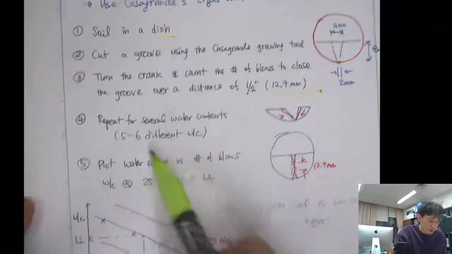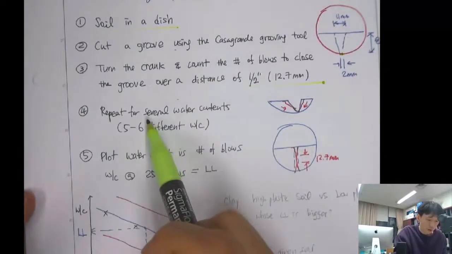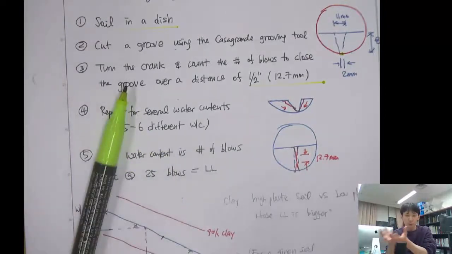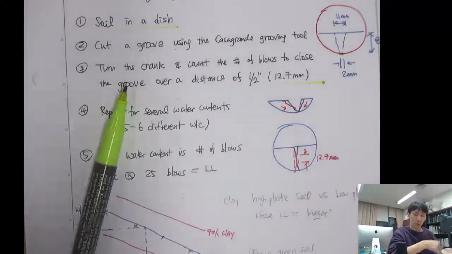And repeat this experiment with different water content. So maybe you have the soil here, and you add the water, and then make it a homogeneous mixture, and then put it in the dish and do the cranking, right? And then you add more water and do the thorough mixing, and then put it in the soil dish and cut it with the grooving tool and do the cranking.